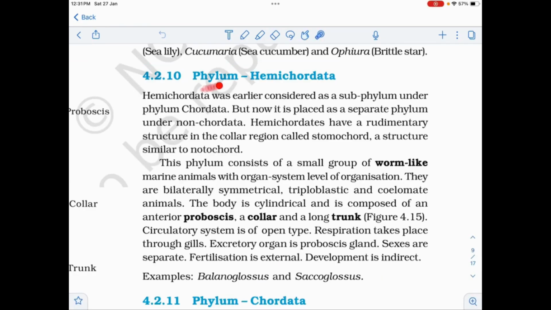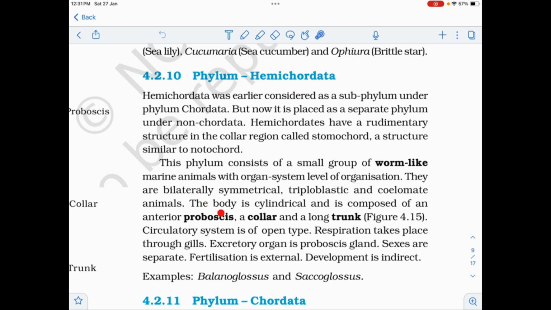Phylum Hemichordata. Hemichordates were earlier considered a subphylum under Chordata, but now are placed as a separate phylum under the non-chordates. Hemichordates have a rudimentary structure in the collar region called the stomochord, a structure similar to the notochord. This phylum consists of a small group of worm-like marine animals with an organ system level of organization. They are bilaterally symmetrical, triploblastic, and coelomate animals.